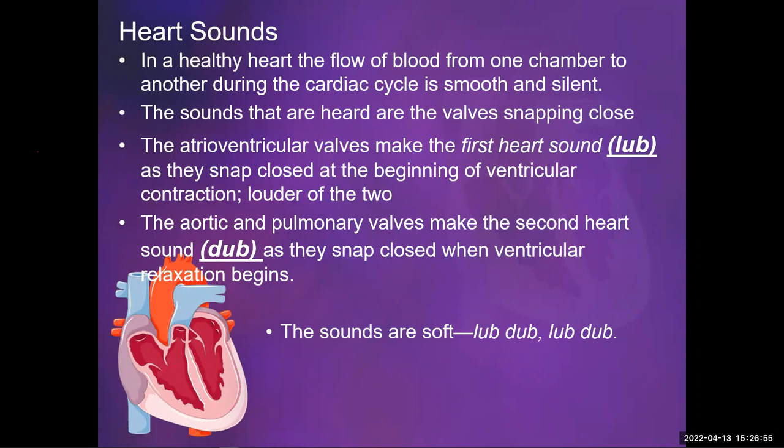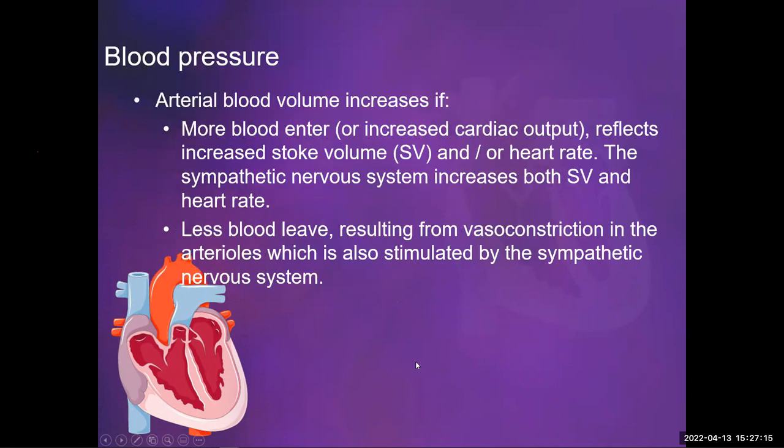The AV valves make the first one, which is the lub, and the pulmonary valves make the dub. The atria, which makes sense, blood comes in the atria first. So the AV valves, as blood goes in, make that lub. The aortic and pulmonary valves, as blood is leaving the heart, give you that dub sound. Lub, dub, lub, dub. Yeah? All right. Electrical activity is measured via the ECG.